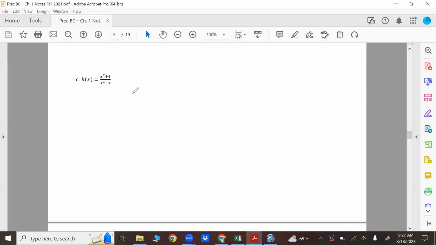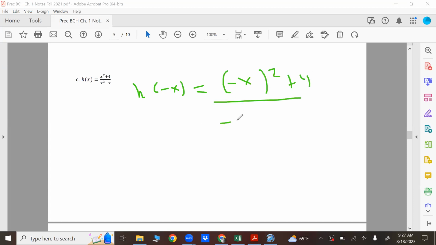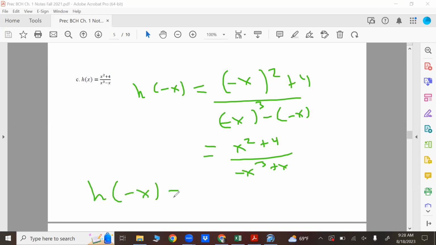All right, I'm going to do it really quickly, see if you guys get the same thing. Okay, interestingly, h of negative x will equal the negative of x squared plus 4, right? Because you can factor out a negative from the denominator and then put it off to the left. So it does equal the negative counterpart of h of x. So therefore, this is going to be an odd function.